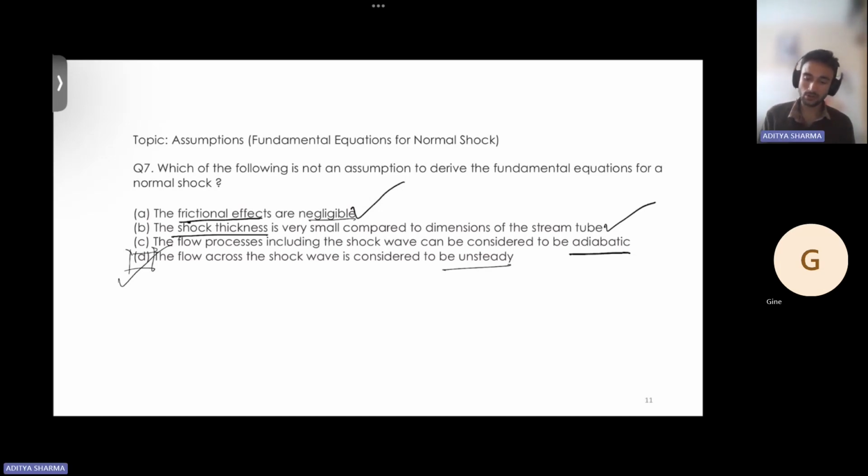Then the flow across the shock wave is considered to be unsteady. So in the assumptions, the flow across the shock wave is considered to be not unsteady but steady. All right, because unsteadiness is also a very big headache, I would say, when you want to solve a flow physics problem. All right, so option D is correct. All right, you guys are right.